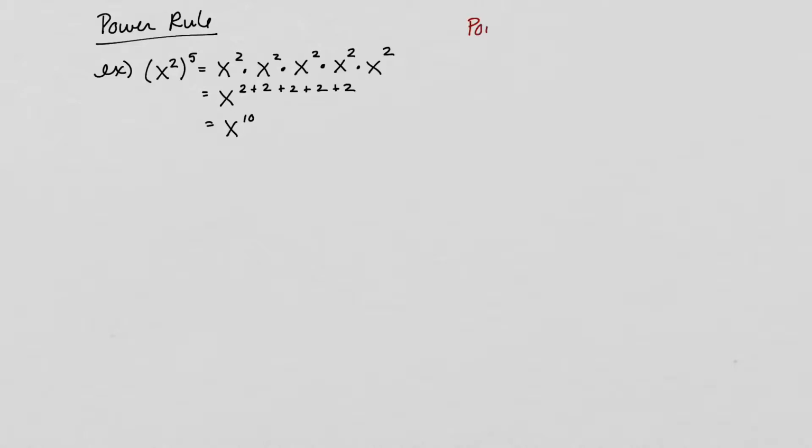So the power rule says that x to the a raised to the b power is actually x to the ab power. And so let's try a couple more. Let's try another example here.